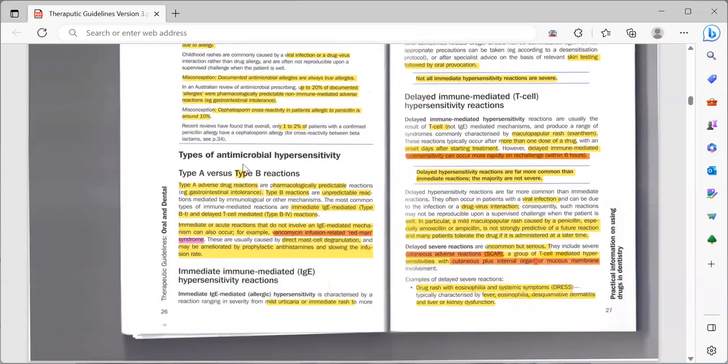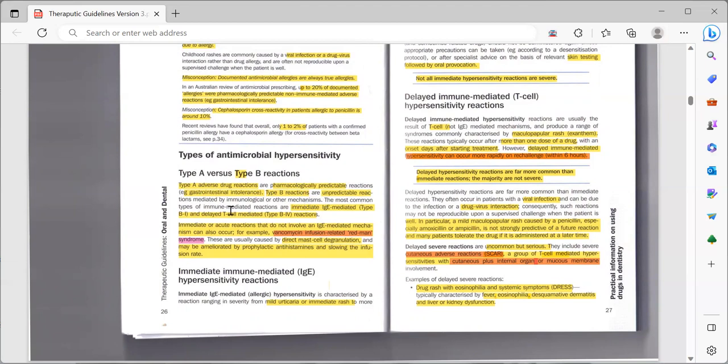Then the types of antimicrobial hypersensitivity. They have divided it into two parts, type A and type B. Type A, they have written, are the pharmacologically predictable reactions, for example gastrointestinal intolerance. And type B means unpredictable. You don't know; it can happen to anybody, at any time. So type A are the predictable ones, and type B you don't know about.